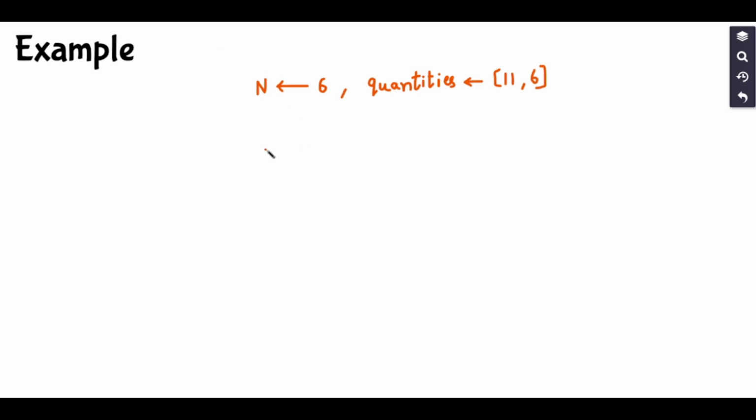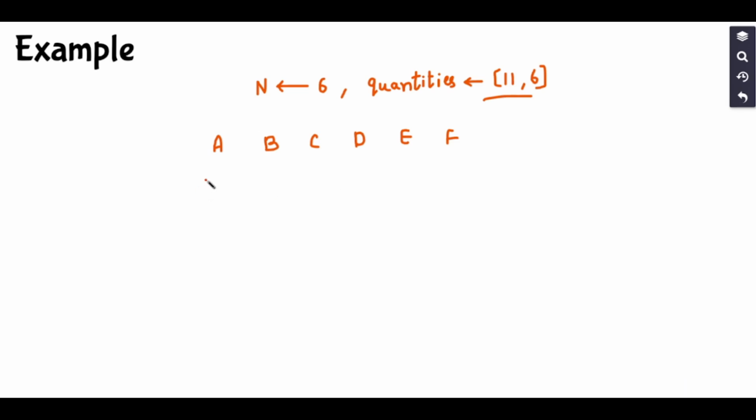Okay, fine. So let's better understand the problem statement using an example. So now this is an example. We have 6 stores and we have 2 product types. The first product type has a quantity of 11 units, while the second product type has a quantity of 6 units. I want to distribute these products to these 6 stores. So let's name these stores A, B, C, D, E, F. So we have 6 stores. Let's try to distribute these products to these stores.